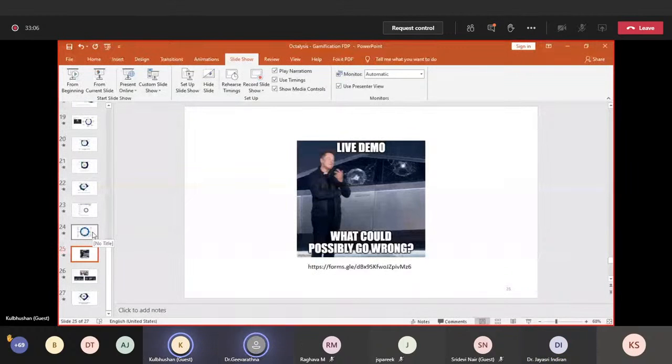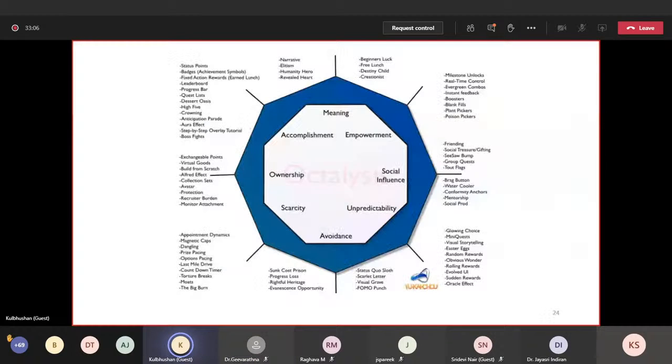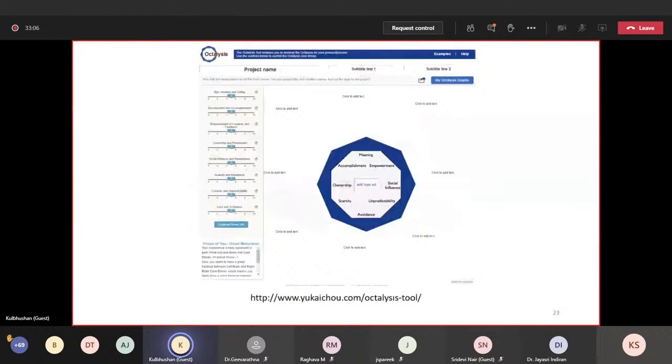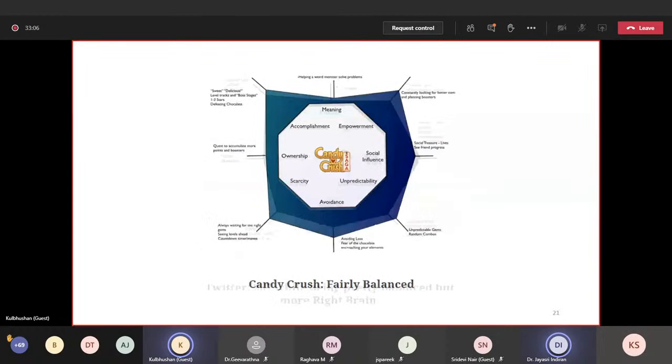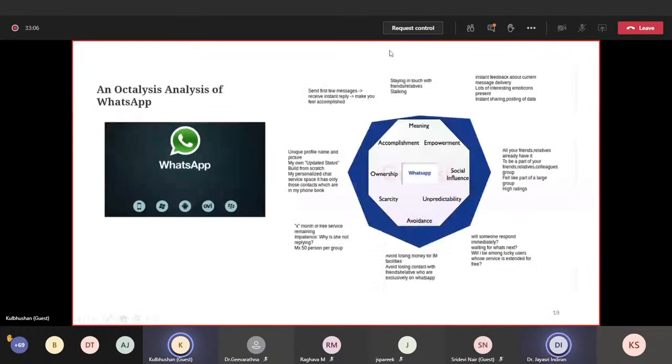Actually, the tool is more geared toward understanding why some application is more engaging. I will just give a very simple example. Why is WhatsApp more engaging? People are using WhatsApp more as compared to the other platforms. One of the reasons: the total overall reason for a common person using WhatsApp can be divided into 8 core drives, the 8 psychological core drives by which they get driven toward using WhatsApp.